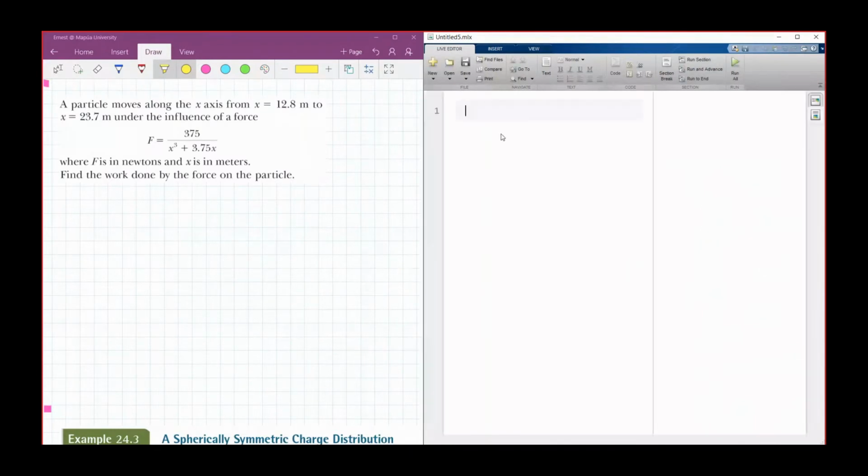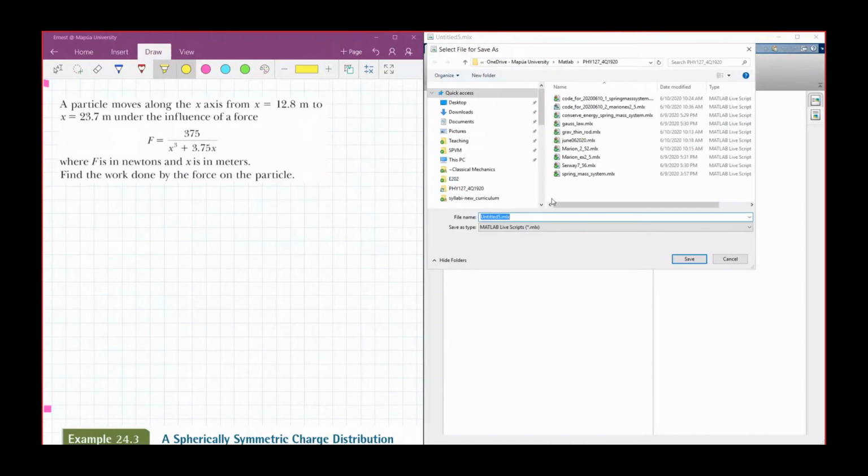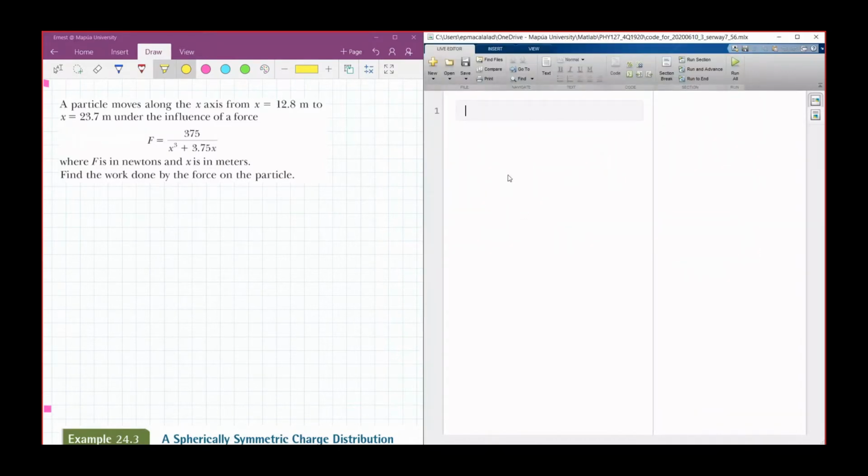Okay, so let's make a new script, and let's call this example number 3, Serway 7.56. This is a very simple application of integration, because we remember that work done.